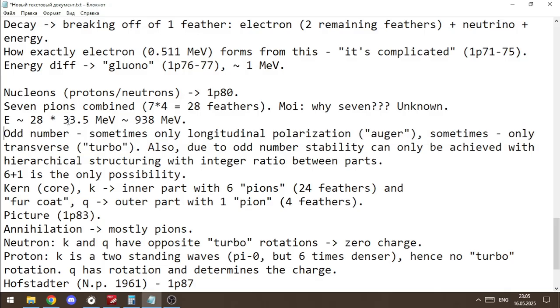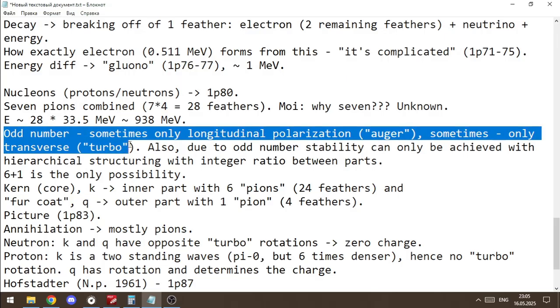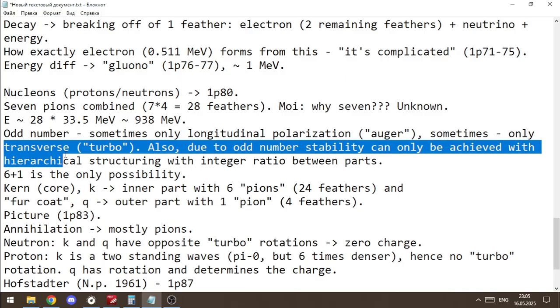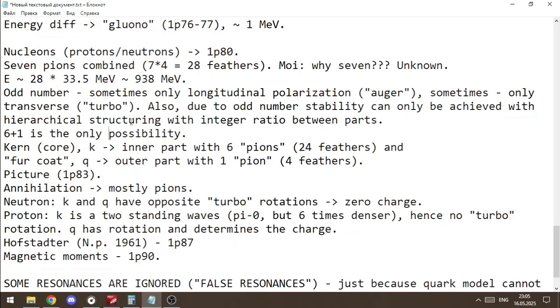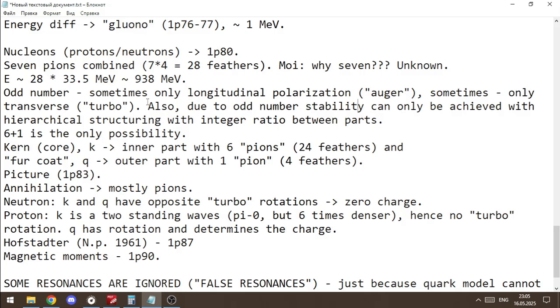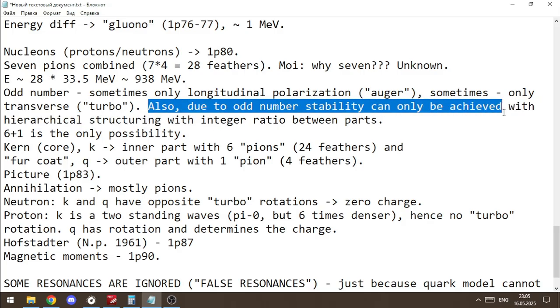Oh yeah, so again, the odd number means that we don't have these, roughly speaking, standing waves again. So sometimes this structure will have only longitudinal polarization, which again Burtaev calls auger, or sometimes only transverse, and it kind of oscillates back and forth. Again, it's all very vague, right? It's a low resolution view. And also, due to the odd number, this is kind of a more philosophical, aesthetic claim.